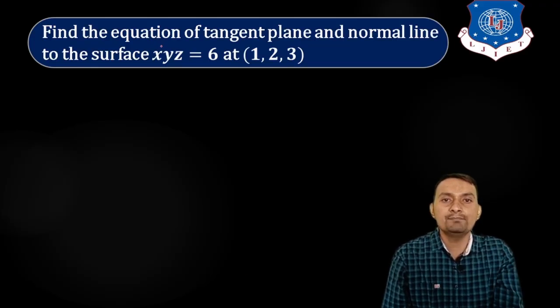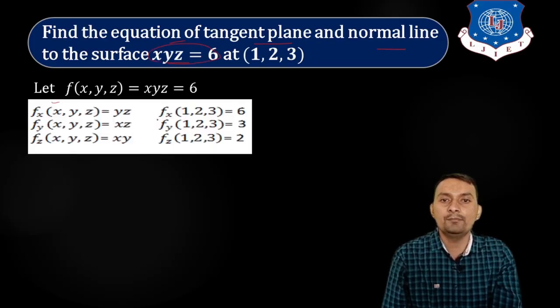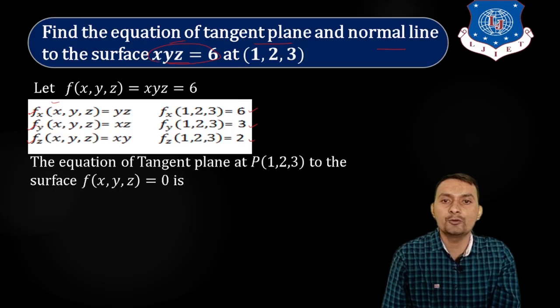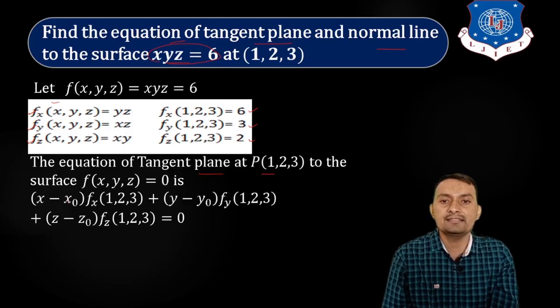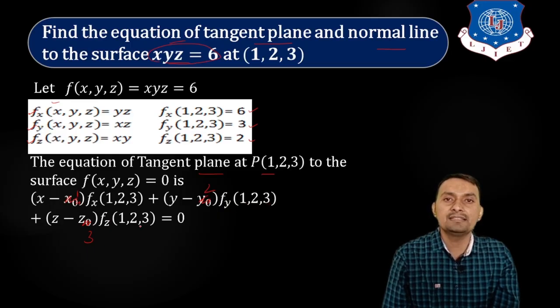So let us understand a simple question. Find the equation of the tangent plane and normal line to this surface. So this is our surface, let us call it f of x, y, z. We need to compute f sub x, f sub y, f sub z at the point (1, 2, 3), so we get 6, 3 and 2. We need to consider the tangent plane at this point. In the formula, x0 is 1, y0 is 2, and z0 is 3, with f sub x, f sub y and f sub z at (1, 2, 3), and that is already clear.